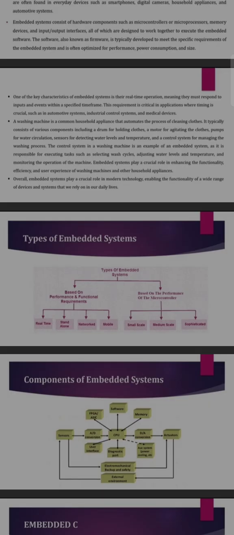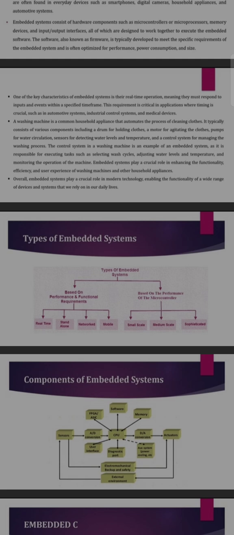A washing machine is a common household appliance that automates the process of cleaning clothes. It typically consists of various components, including a drum for holding clothes, a motor for agitating the clothes, pumps for water circulation, sensors for detecting water levels and temperatures, and a control system for managing the washing process. The control system in a washing machine is an example of an embedded system, as it is responsible for executing tasks such as selecting washing cycles, adjusting water levels and temperature, and monitoring the operation of the machine.